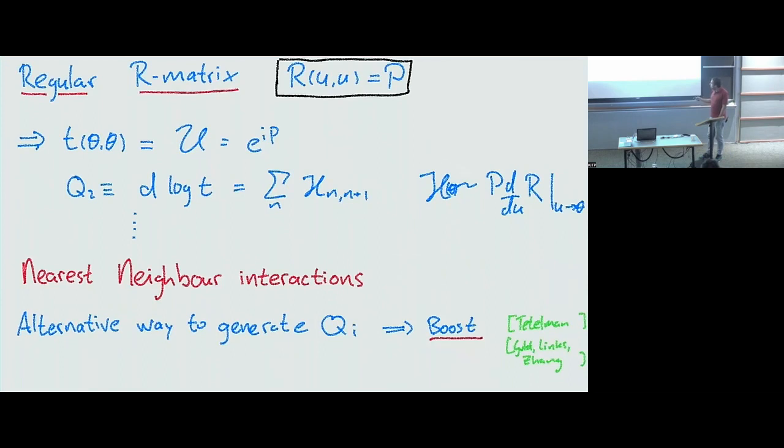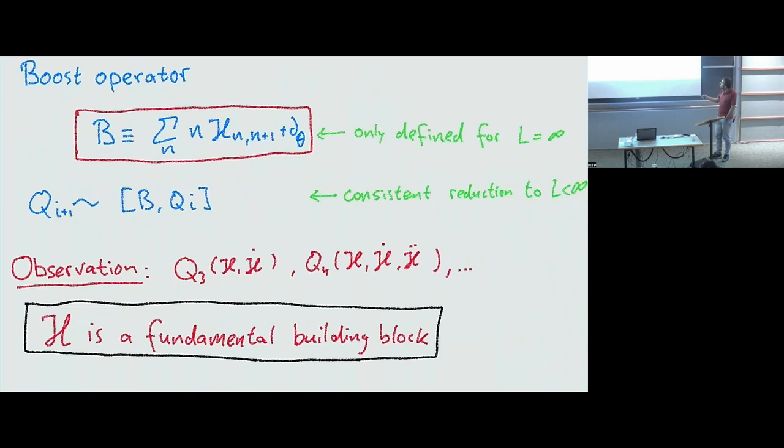But as was explained yesterday by Gabor, there's an alternative way to generate these conserved charges, which is the boost operator. You can actually prove rigorously from the Yang-Baxter equation that there is an operator B that recursively generates your conserved charges. So if I commute B with Q_i, I get something that's proportional to Q_{i+1}.